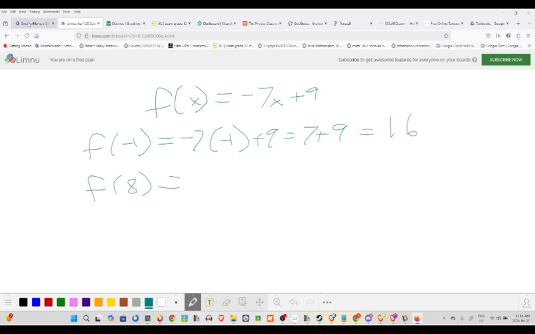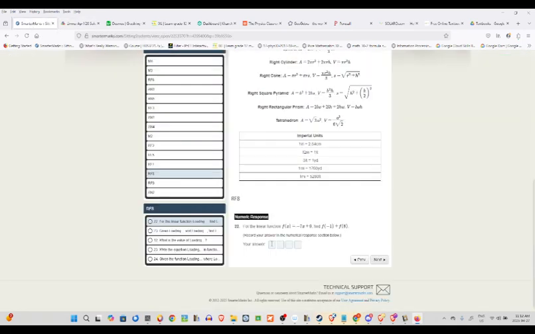f of 8, I believe, was our other one. So we have negative 7 times 8 is negative 56. And that would be negative 47. Negative 47 plus 16, we'd have a sum of negative 31.